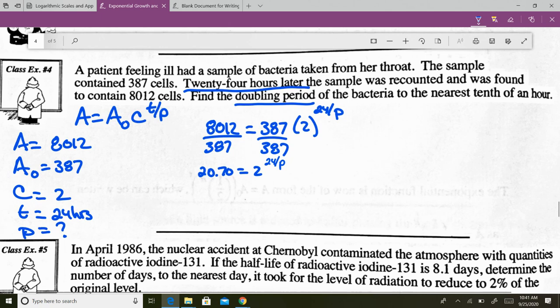Does it matter what log you choose? But what log does it make sense to choose so that you can put it in your calculator? Two choices. Natural log or log base 10, right? LOG. I don't care which one you use. I'm assuming everybody wants to use LOG. So that's what we'll do. So I got log 20.7 is equal to log of 2 to the 24 over P. Okay. What happens to 24 over P? You bring it down.